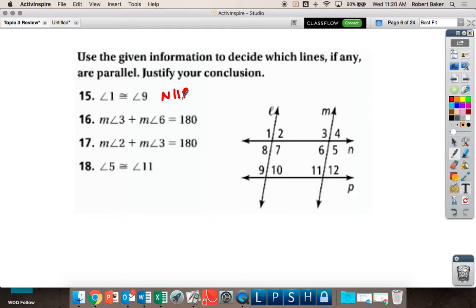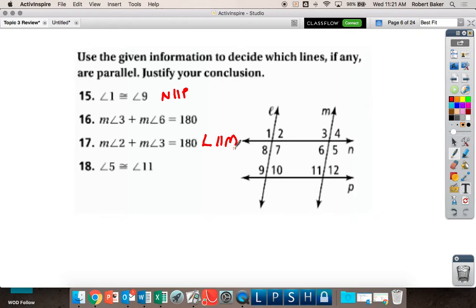If 3 and 6 add up to 180, does that prove any lines are parallel? No, right? Proving a linear pair equals 180 does not prove any parallel lines. If 2 and 3 add up to 180, does it prove that lines are parallel? Yes. L and M. It proves that L is parallel to M.